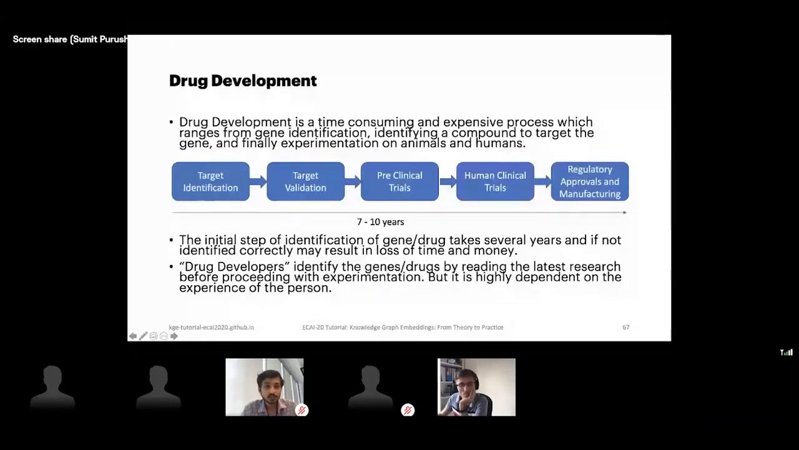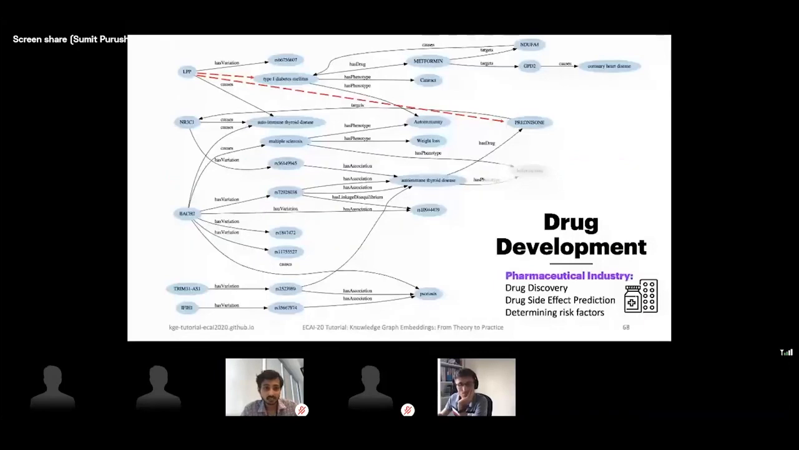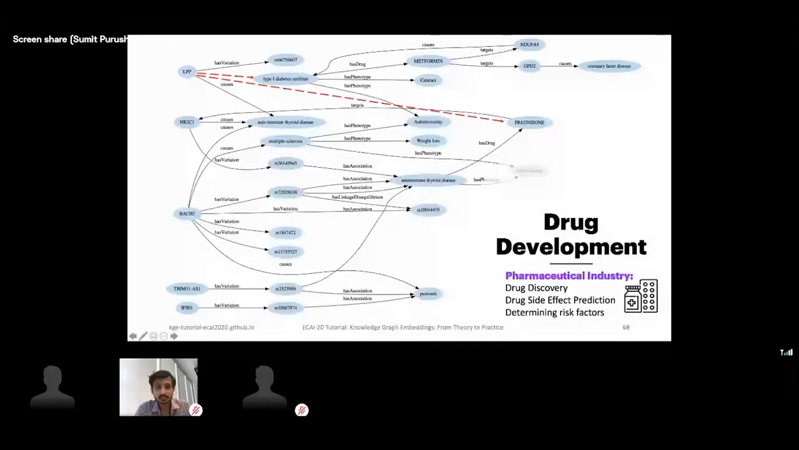So how can we use knowledge graph embeddings here to solve this problem? If you see here, we have built a knowledge graph from a genetic perspective. You have type 1 diabetes, and a gene NDUFA4, which causes type 1 diabetes. You already have a known drug for this, which targets that gene. But let's say over time, the efficacy goes down and so on. So you might want to identify a new gene to cure the same disease. Or maybe you're interested in some other disease for which a known gene doesn't exist.